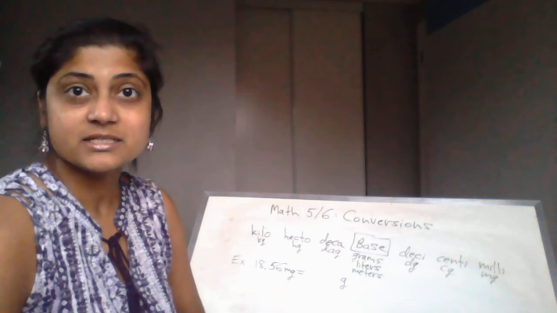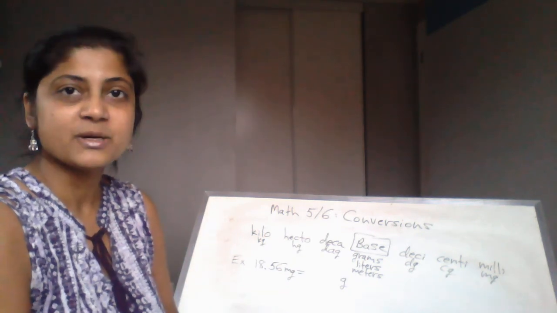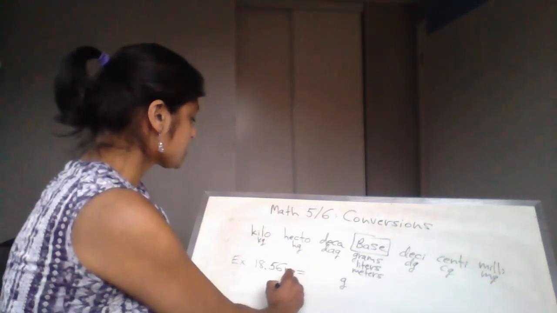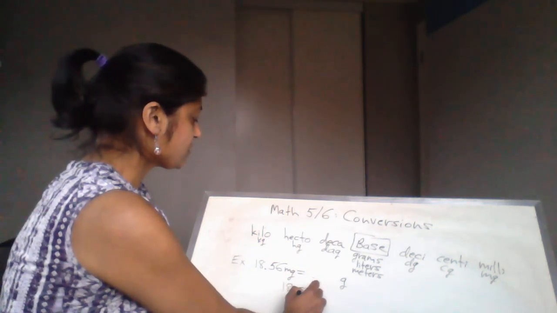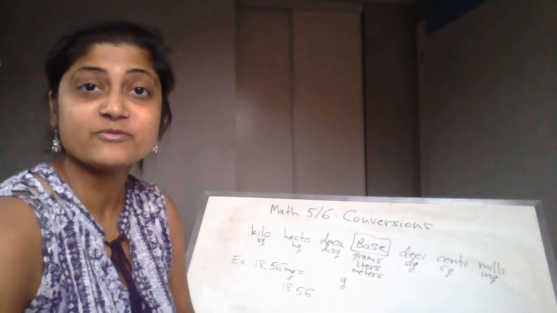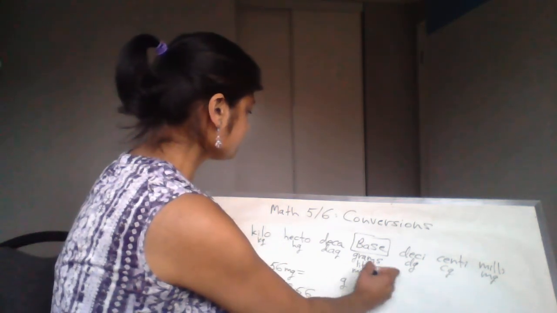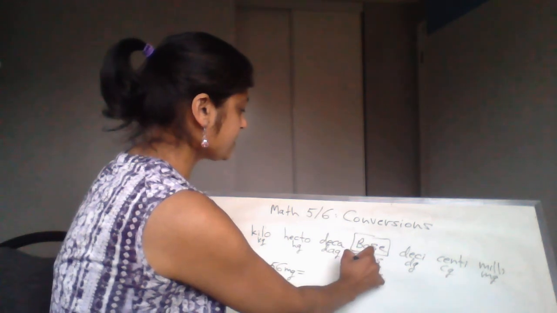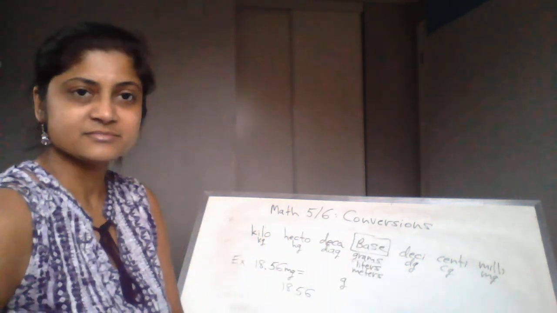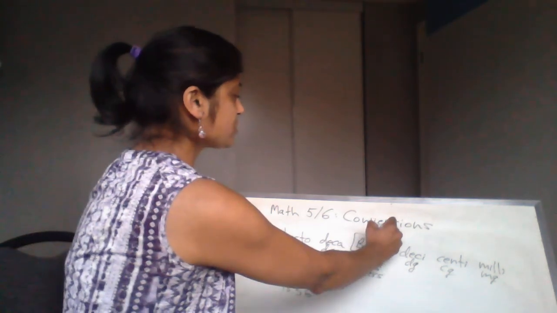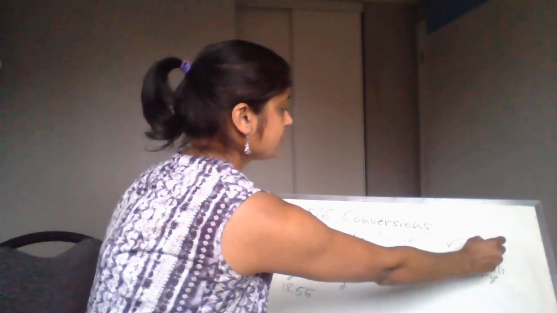Okay, so you can see it is very important that we are memorizing this ladder steps. That's what most teachers will tell you. So we're going to write the number here. It's 18.56. I am starting from grams, so I'm at the base right here. I'll just make a line, and I'm going towards milligrams. Okay, so I'm going to jump 1, 2, 3 times.